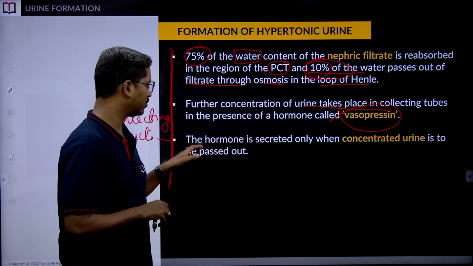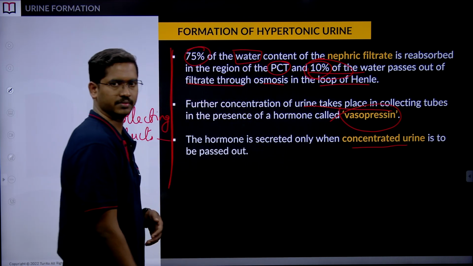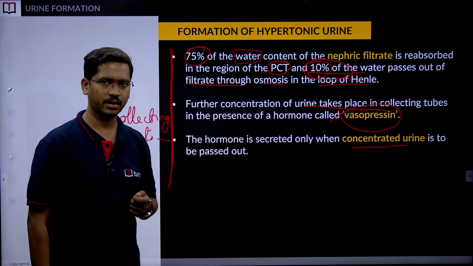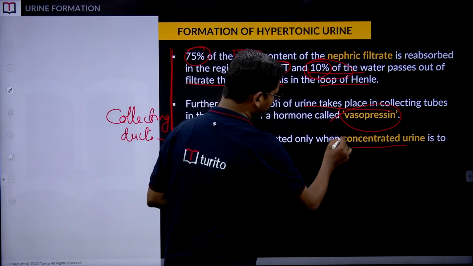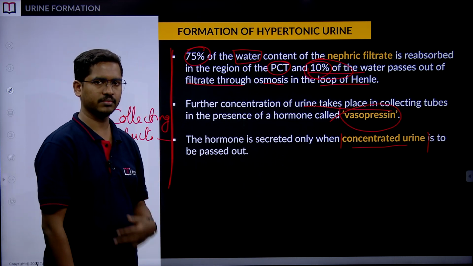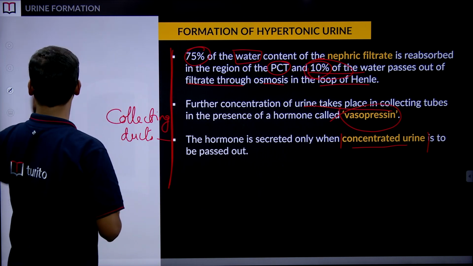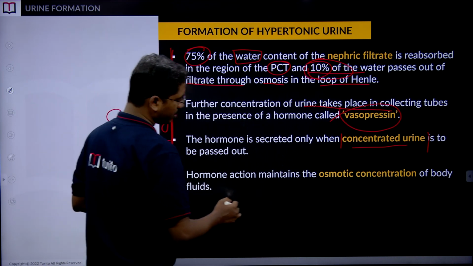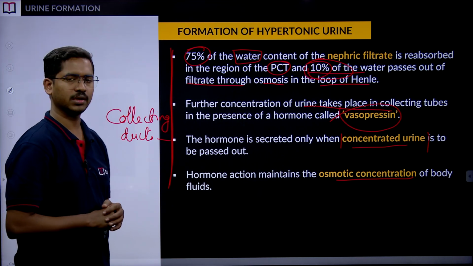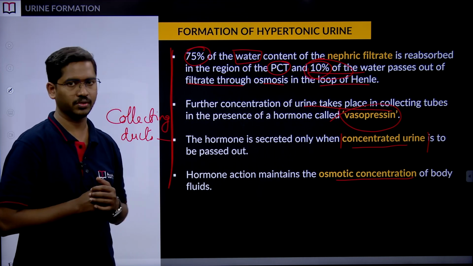Okay. So, the hormone is secreted only when concentrated urine needs to be passed. That vasopressin is a hormone that gives a signal to secrete the concentrated urine, that is urine which consists of more solute content. That is when we call it a concentrated solution, right. So, that is what happens. So, that is to be passed out. So, the hormone action maintains the osmotic concentration of the body fluids. So, that is how osmoregulation happens.